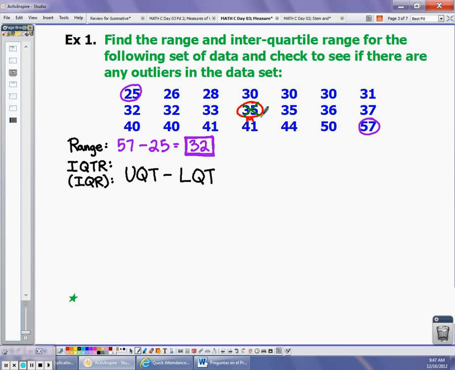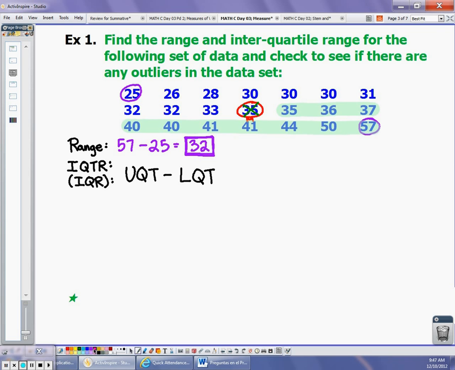Now, the upper quartile means the median of the upper half, or the upper set of numbers, the larger numbers in this case. So that means from 35 all the way through 57. Notice I did not include the 35, that is the median. I never include the median when finding the upper or the lower quartile. So I'm going to find the upper quartile by finding the middle, or the median, of that upper half.